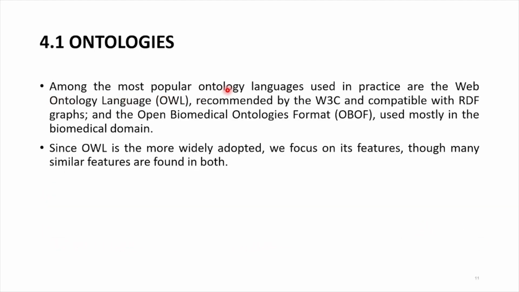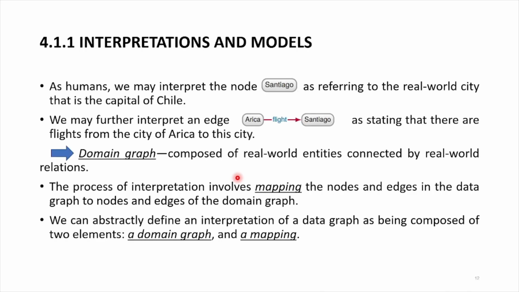Among the most popular ontology languages used in practice are the Web Ontology Language, recommended by the W3C and compatible with RDF graphs, and the Open Biomedical Ontologies format, used mostly in the biomedical domain. Since the Web Ontology Language is the more widely adopted, we focus on its features, though many similar features are found in both. Before introducing such features, however, we must discuss how graphs are to be interpreted.